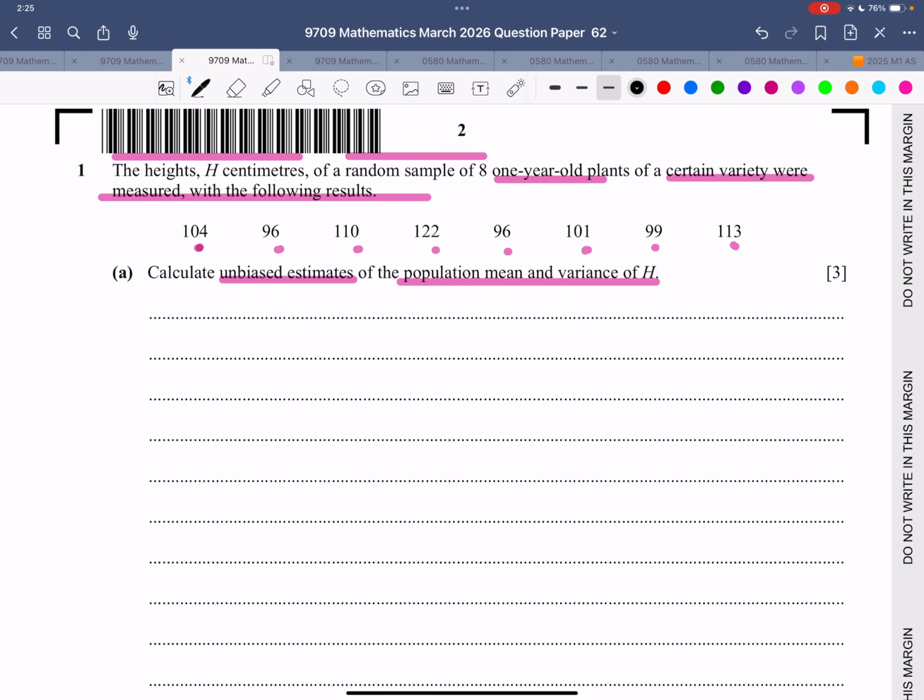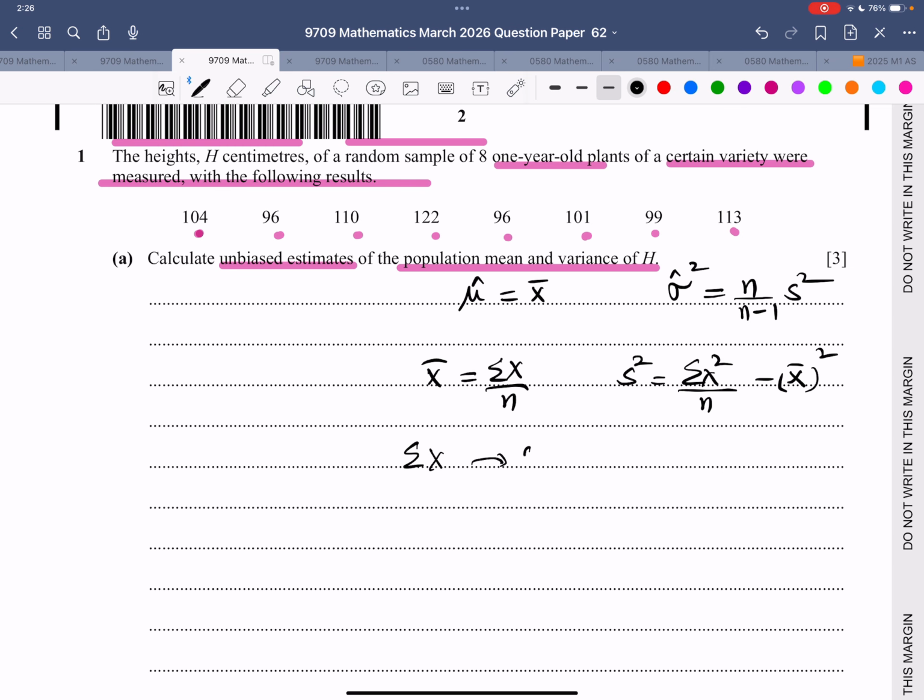Unbiased estimate of population mean, we use the symbol, that is equal to the sample mean. Unbiased estimate of population variance is n over n minus 1 times the sample variance. The formula for x bar is sigma x over n. The formula for sample variance is sigma x squared over n minus x bar squared. Now sigma x means sum of x, and sigma x squared means sum of squares of x.